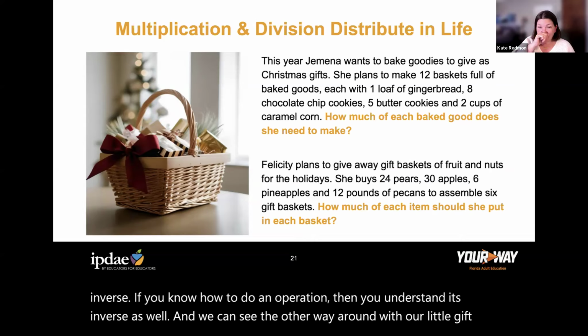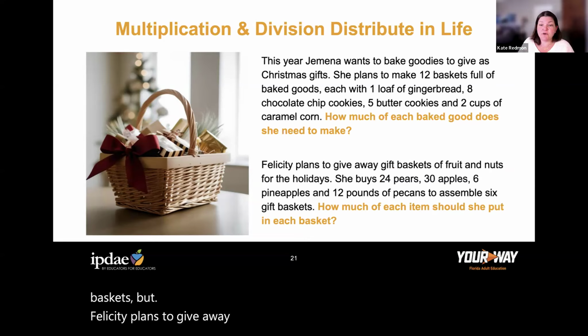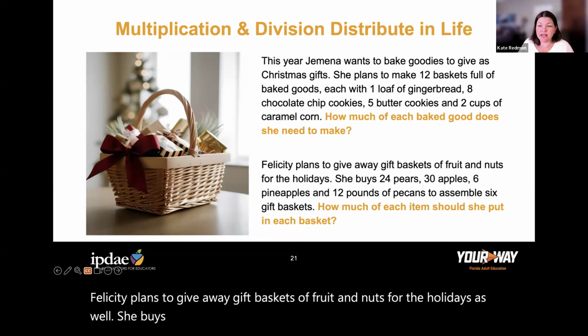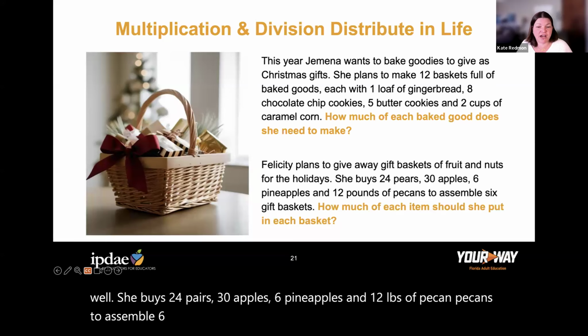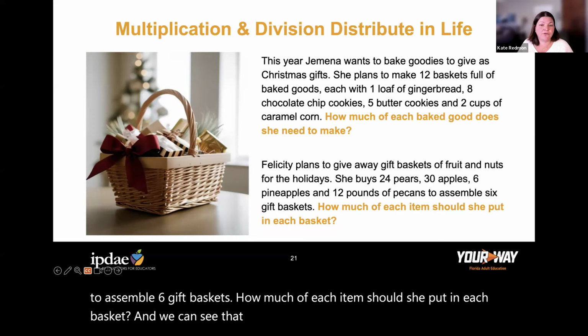But Felicity plans to give away gift baskets of fruit and nuts for the holidays as well. She buys 24 pears, 30 apples, 6 pineapples, and 12 pounds of pecans to assemble 6 gift baskets. How much of each item should she put in each basket? And we can see that same idea that we're dividing through.